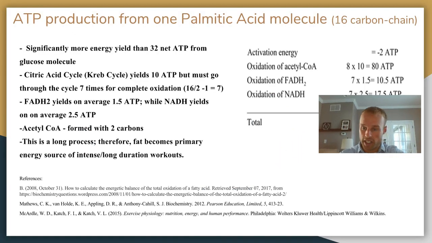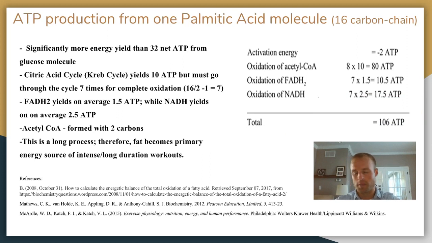This again is just going to break it down a little bit further, so if you couldn't really understand, sometimes I need to say it. We have an activation energy, so that's -2. The oxidation of the acetyl-CoA, which is the citric acid cycle, goes through 8 times. It nets 10 ATP each time, so that's 80. And then oxidation of FADH2 and oxidation of NADH, which is going through the beta oxidation process, will give us 10.5 and 17.5 respectively, and we'll have 106 as a net. But there's 3 fatty acid chains, so we have to multiply that by 3.